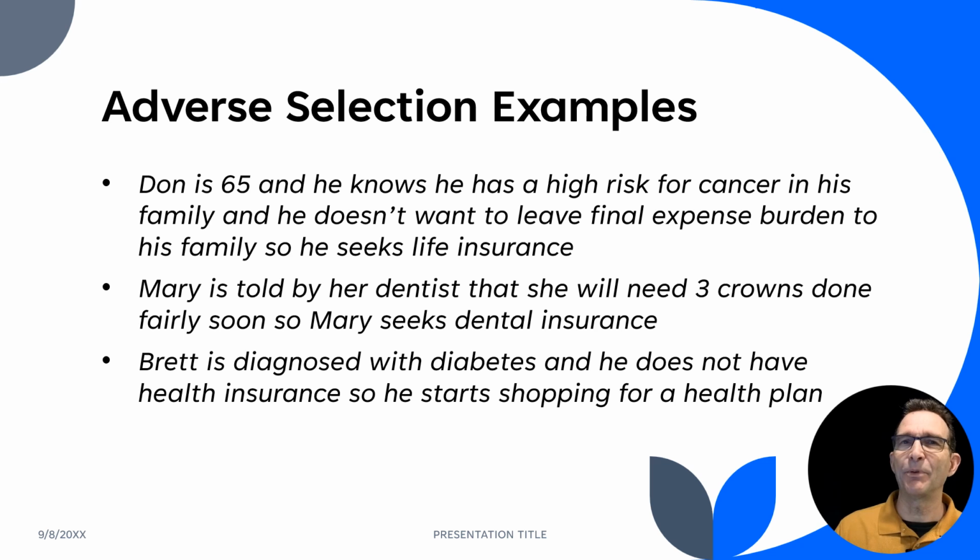Let's give some examples. I think that really helps drive home what adverse selection is. In the first example, Don is 65. He knows he has a high risk for cancer in his family, and he doesn't want to leave a final expense burden to his family, so he seeks out life insurance. In Don's case, and this is often the case, this is what adverse selection means. The person knows that they have a higher risk, and that's exactly why they go looking to transfer that risk by securing an insurance policy.